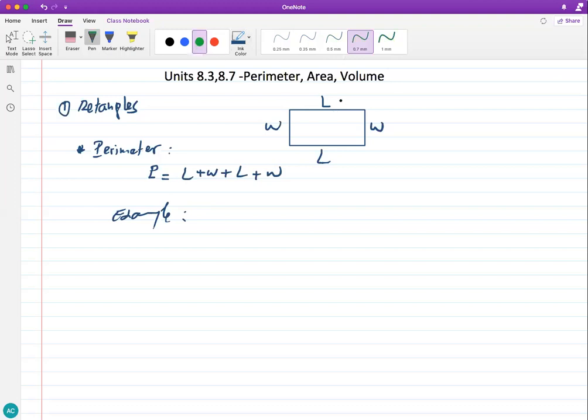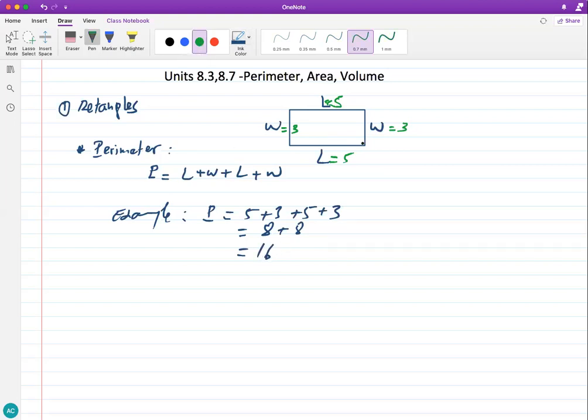For instance, if this side was, let's say, 5, what would be the length of the opposite side? If this is 5, this will also be 5, right. And let's make this one 3. This will also be 3. All right, so to find the perimeter, I'm just going to add all of them. So P is 5 plus 3 plus 5 plus 3. You can add 2 at a time. Then you get 16, but we need a unit.